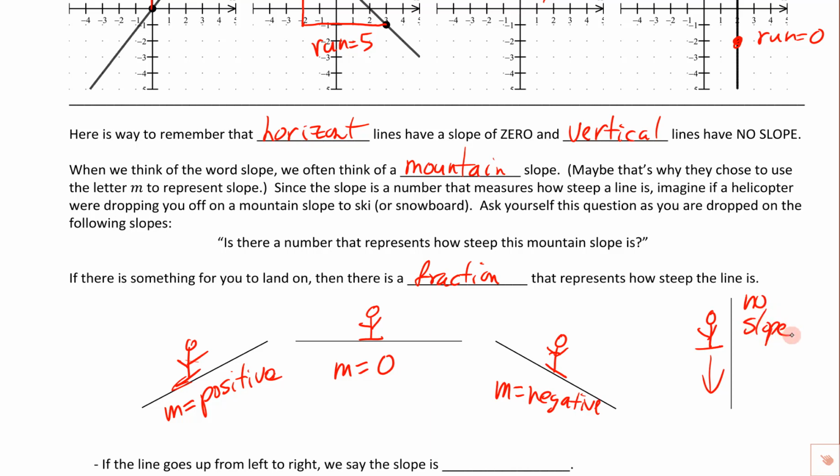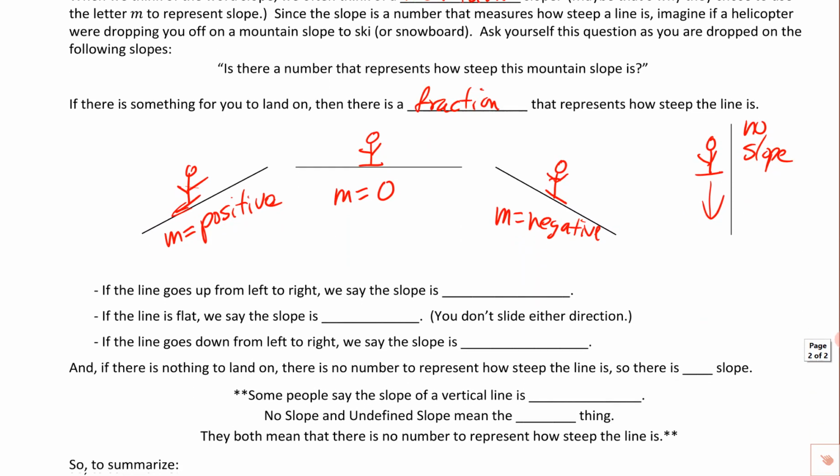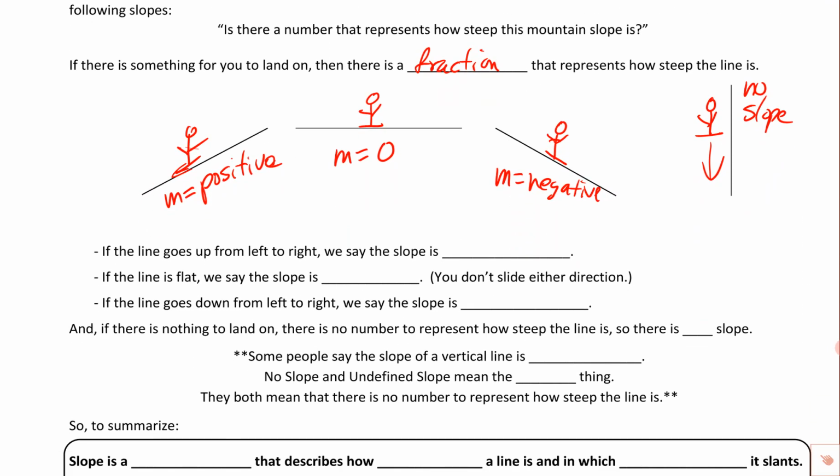Okay, so I'm hoping that helps you keep this straight. We are going to use this and talk about this over and over again, so if you've got a question, please make sure you ask. But let me just summarize what's going on there. Remember, if there's something for you to land on, so if you take your arm or draw a line, as long as you could get dropped off and there's something for you to land on, then there is a fraction that represents how steep it is.